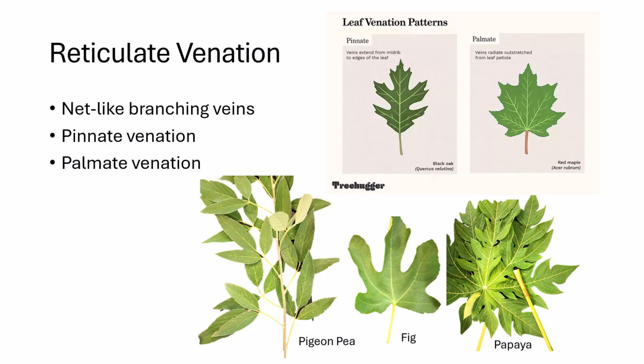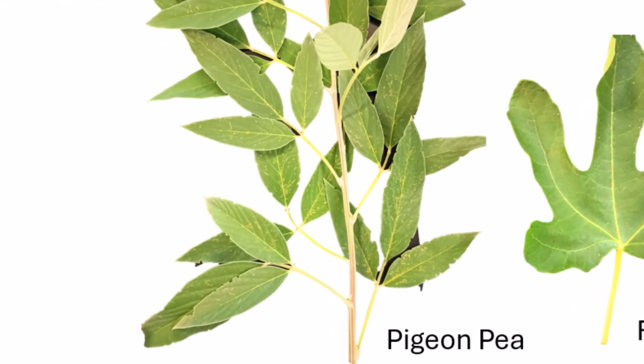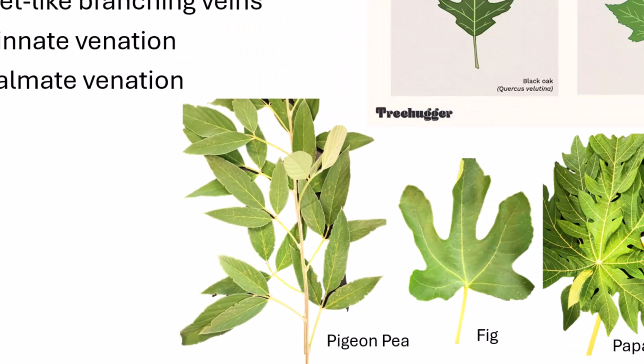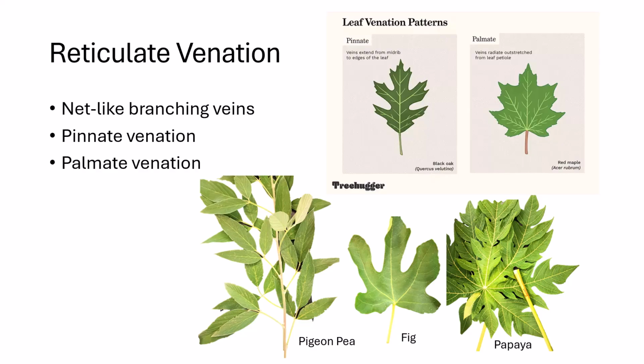In pinnate venation on the left, a single main midvein runs through the leaf with smaller veins branching off like ribs of a feather. You can see an example of this in the leaves of pigeon pea. In palmate venation on the right, several major veins arise from a single point at the base of the leaf and spread outward, resembling the fingers of a hand. You can see examples of this with fig and papaya. Both patterns provide multiple pathways for water and sugar transport and add mechanical support to the leaf blade.